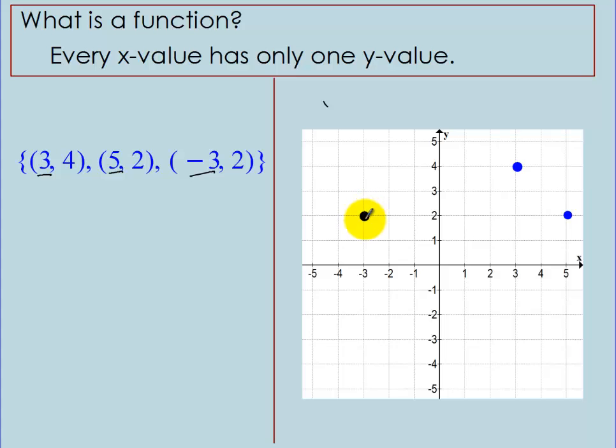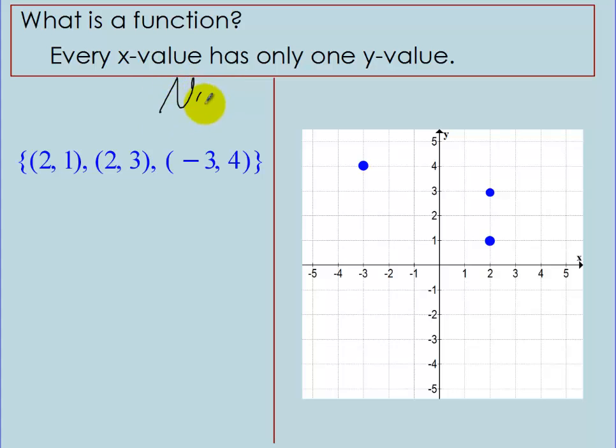And in this one, so this is an x of 3, x of -3, and x of 3, and x of 5. These all have 1 point for every x value. So I know both of these are functions. These are functions. Now let's take some other examples.